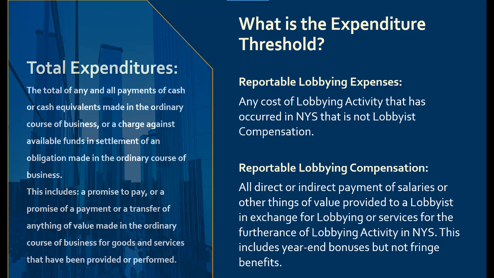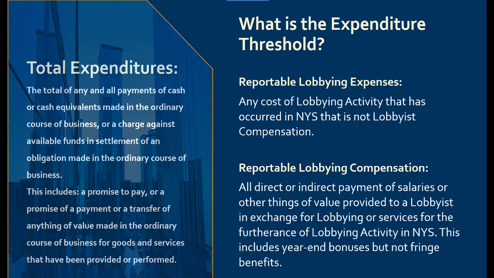Total expenditures is the total of any and all payments of cash or cash equivalents made in the ordinary course of business, or a charge against available funds in settlement of an obligation made in the ordinary course of business. This includes a promise to pay or a promise of a payment or a transfer of anything of value made in the ordinary course of business for goods and services that have been provided or performed.